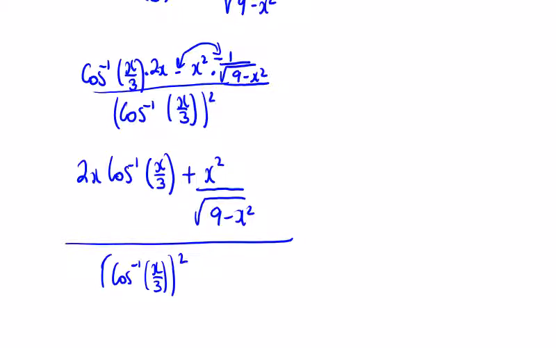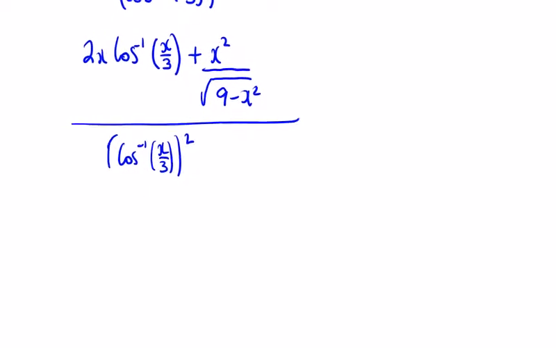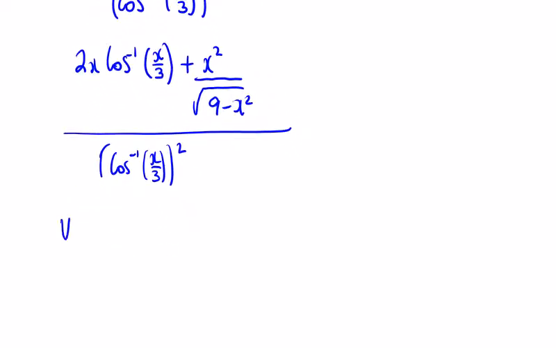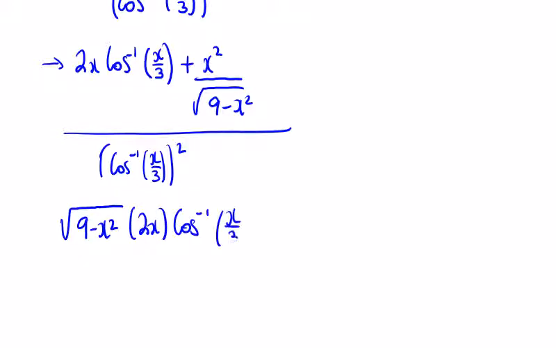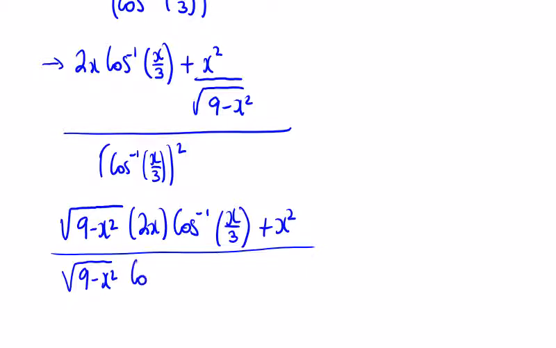to be squared. Now if I tidy this up, I'm going to multiply everything by the square root of 9 minus x squared to get rid of it. So I'm going to get the square root of 9 minus x squared, it's going to go in here, times 2x times the inverse cos of x over 3. Then I'm going to just have plus x squared, because I'm going to have a square root of 9 minus x squared top and bottom, and then that's all over the square root of 9 minus x squared by the inverse cos of x over 3 to be squared. That's the whole thing. So that's this one tidied up as much as it can be tidied up.